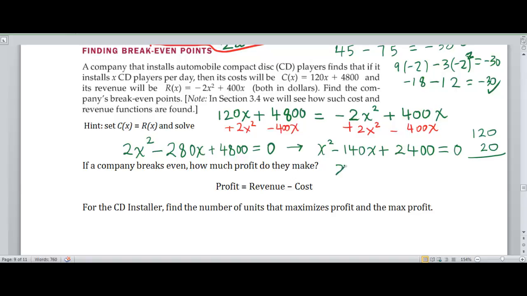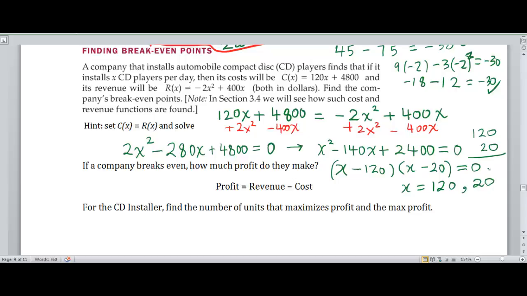So then this factors nicely to x minus 120 times x minus 20, because both of these multiplied together have to give me positive 2400, and added they have to give me negative 140, so that works. And then I get x equals positive 120, and x equals positive 20.